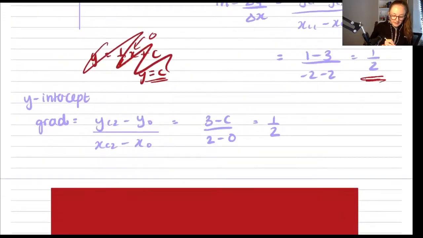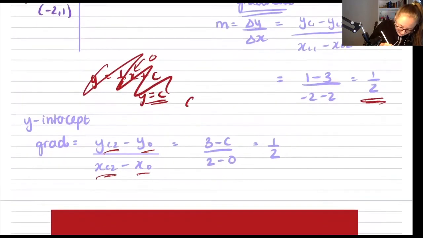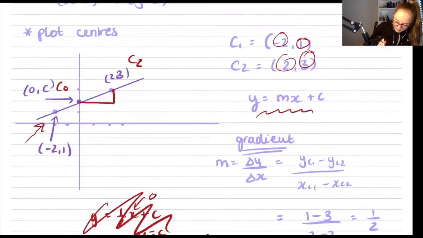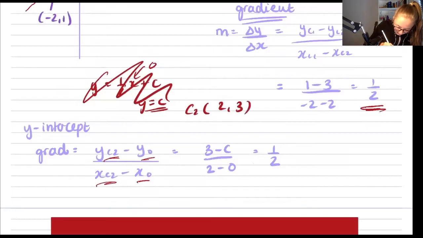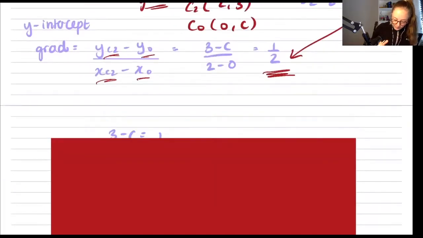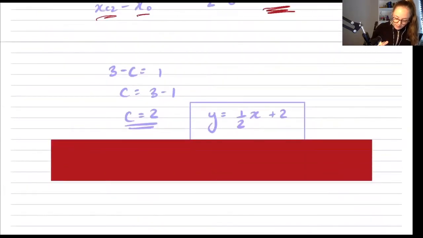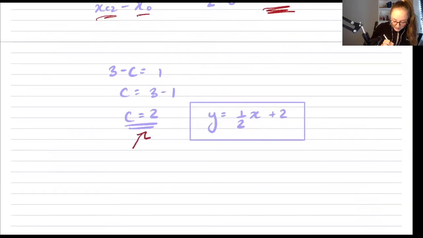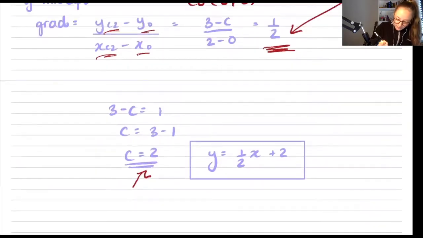So if we say that the gradient is equal to y of C2 minus y of C0 over x of C2 minus x of C0, and C2, just as a reminder, was (2, 3), and C0 is (0, c). Then we can stick these into our equation and say that it's equal to half, because that was the gradient that we just worked out. Rearrange these, and then we end up with our y-intercept as 2. And then we can stick both of these values into y = mx + c, where this is our m and this is our c. And that is our equation.